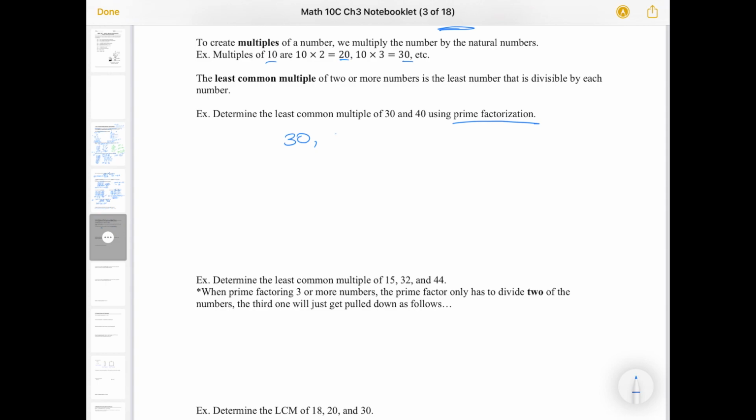So I set it up like I did before, 30 and 40. This time they're both along the same thing. And I'm again making my list of prime numbers that I am going to be drawing from as I go through. So first I see 2. They are both divisible by 2. So 30 divided by 2 is 15. 40 divided by 2 is 20. All right, so the next one that they are both divisible by is 5. So 15 divided by 5 is 3. And 20 divided by 5 is 4.